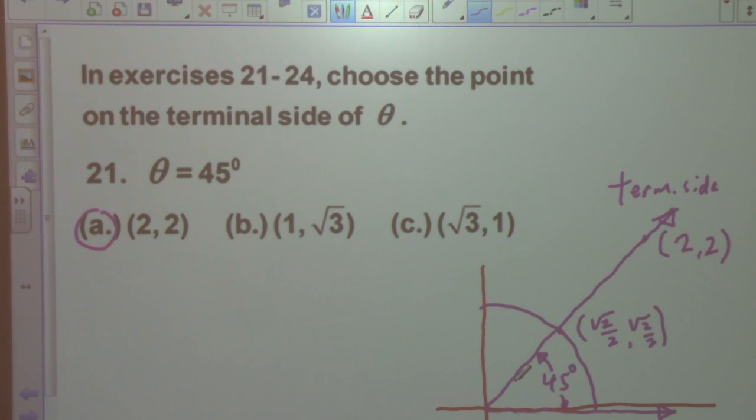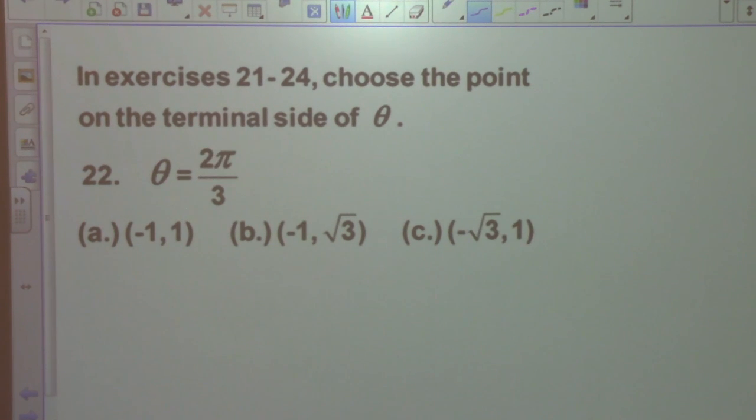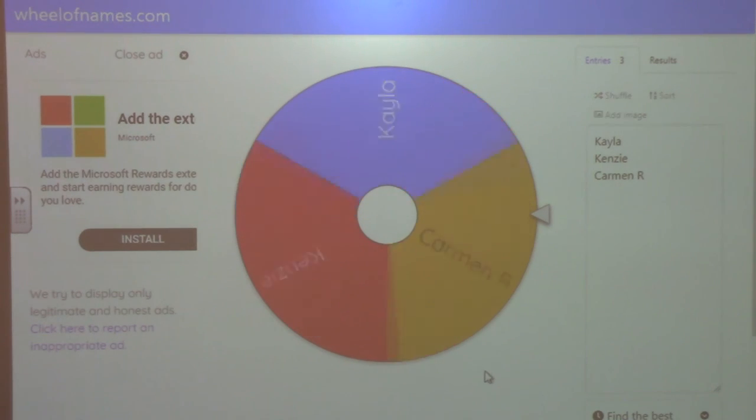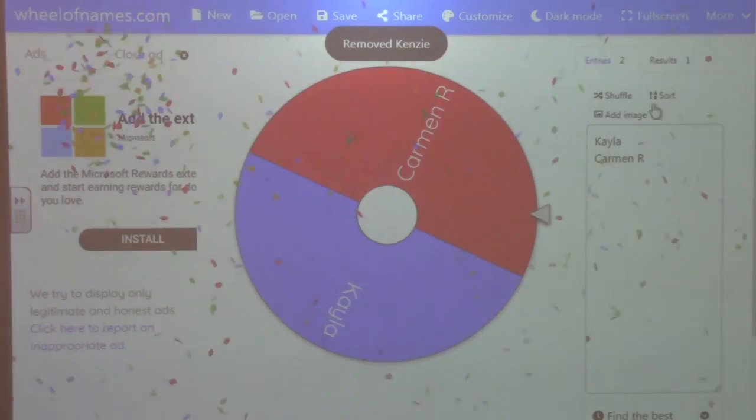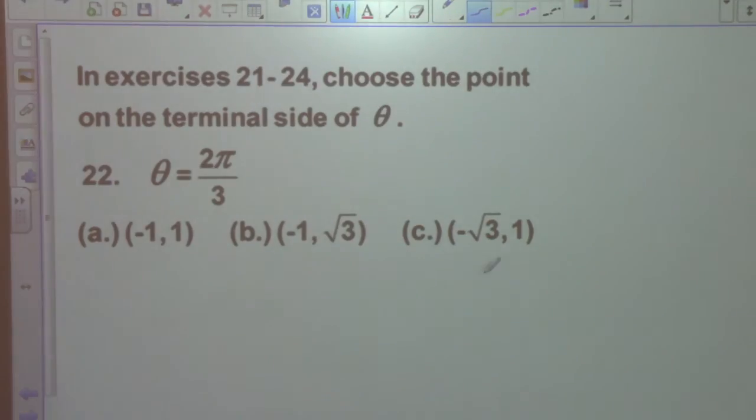Are you able to look at 22 and choose somebody for 22? Okay, go to 22. Kenzie, you got 22? Kenzie's looking like a college student back there. I'll tell you why in a minute. What'd you get for this one? B?